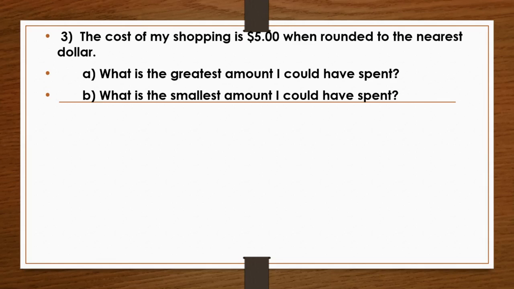Also the B part, what is the smallest amount I could have spent? So the smallest amount, when you round it to the nearest dollar, it should be $5. So the answers should be like whenever you round that particular amount, you should get $5.